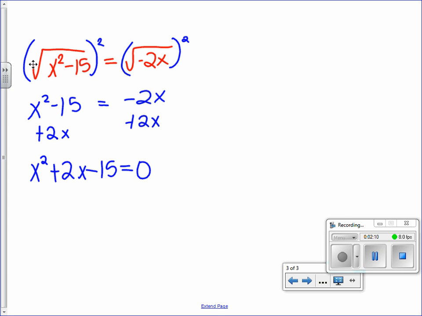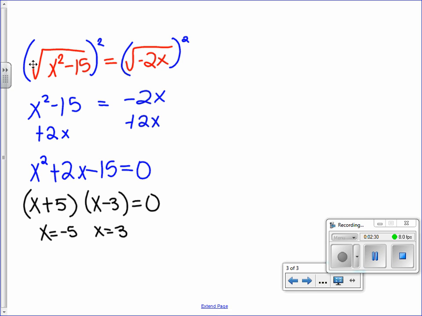You come up with two numbers that multiply to equal negative 15 and add to equal a positive 2. So x could be a negative 5, x could be a positive 3. Negative 5 works. Guess what? 3 works too. Yep. They both work.